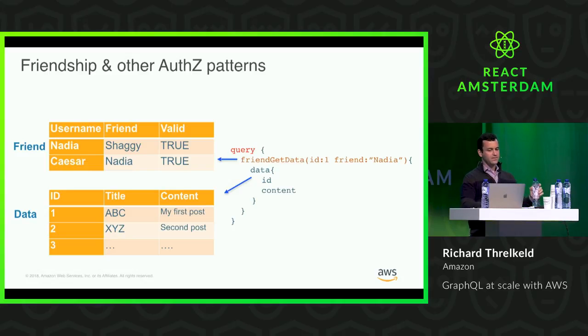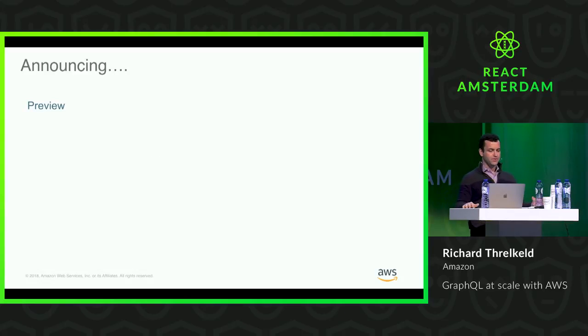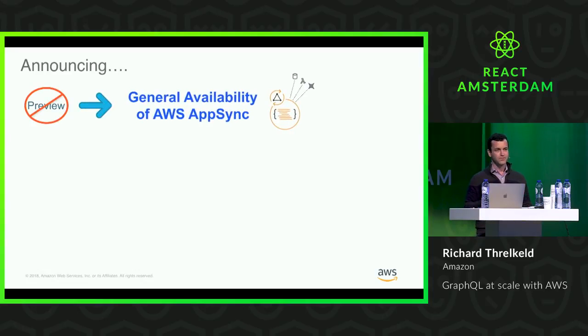Now, additionally to this, these are kind of what people have been building the past 4 months or so. What else comes after Hello World? So when we released this in November, we released this as a preview service, but I'm pretty excited to announce that today, AppSync actually is officially a general availability service that you can use for any of your production apps.